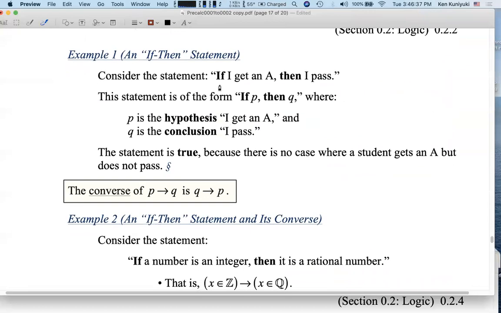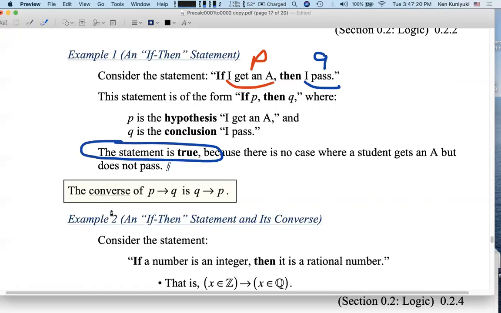All right. Let's do an example. Consider this if-then statement. If I get an A, so that's proposition P, then I pass. I pass is proposition Q. P can be true or false. Q can be true or false. So P here is the hypothesis, assumption, or condition. Q is the conclusion. Now, first of all, is this statement true or false? If I get an A, then I pass. Well, that statement is true. If you get an A in the class, then you pass.